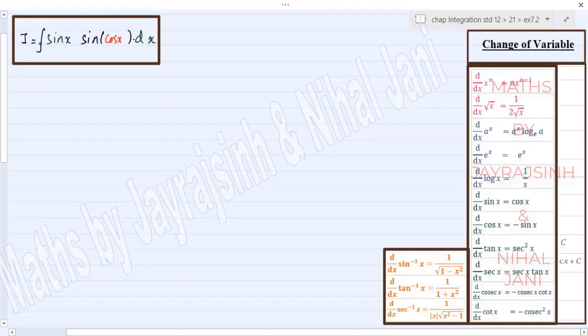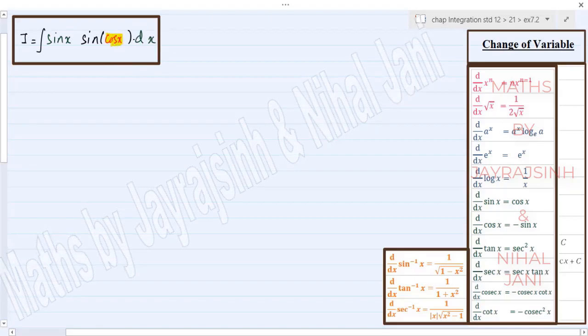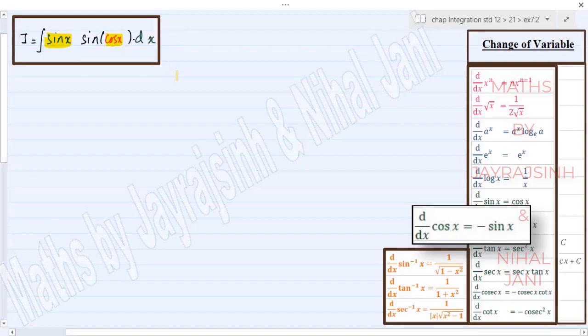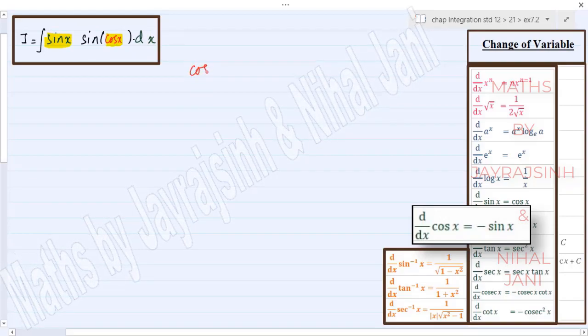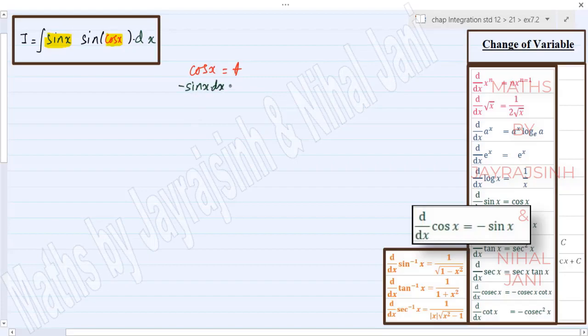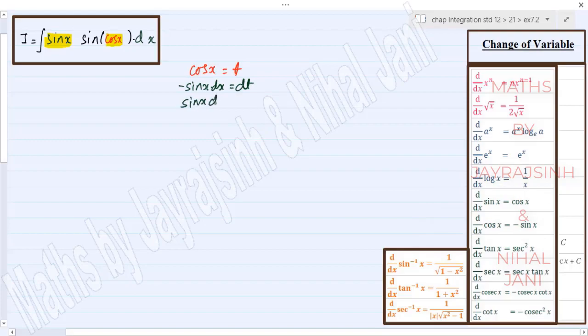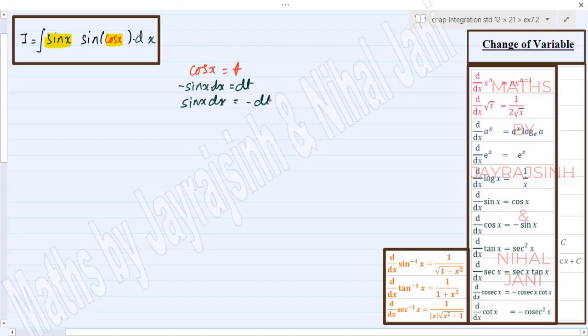Here we have to integrate sin x into sine of cos x. Here cos x is your inner function, and its differentiation is also available within the multiplication of dx. So it indicates that we have to assume cos x is equal to t. Differentiate both sides, we will get minus sin x dx is equal to dt, or we can say sin x dx is simply minus dt. So we are ready to modify our integration.